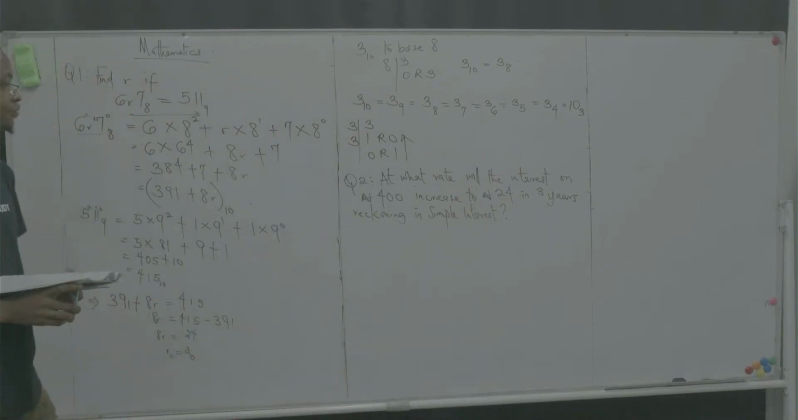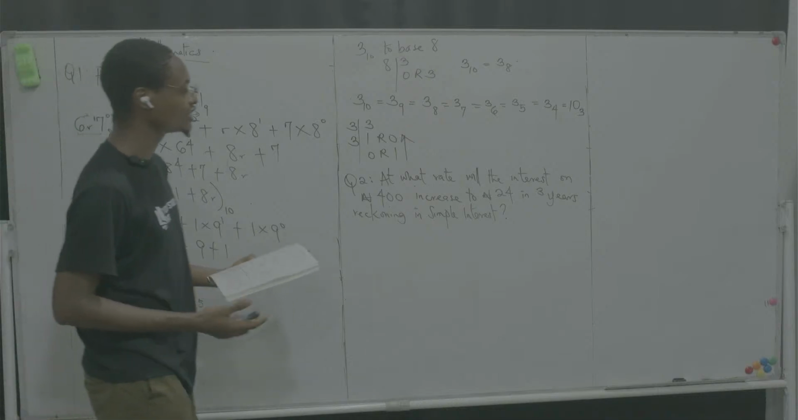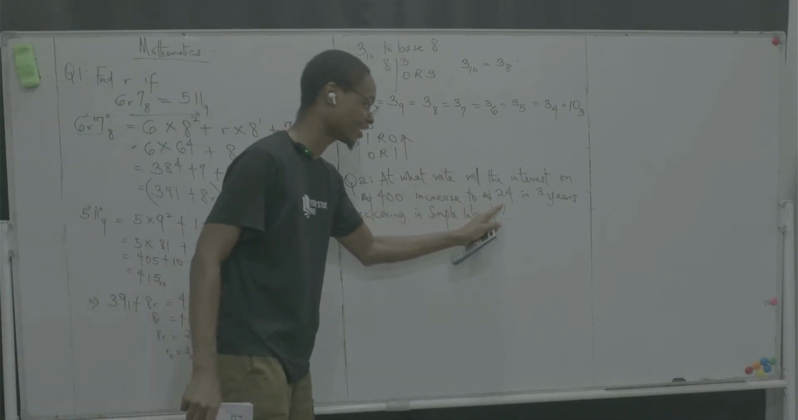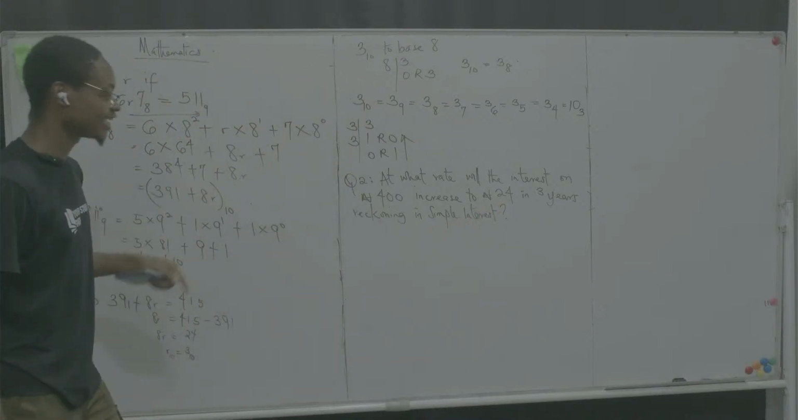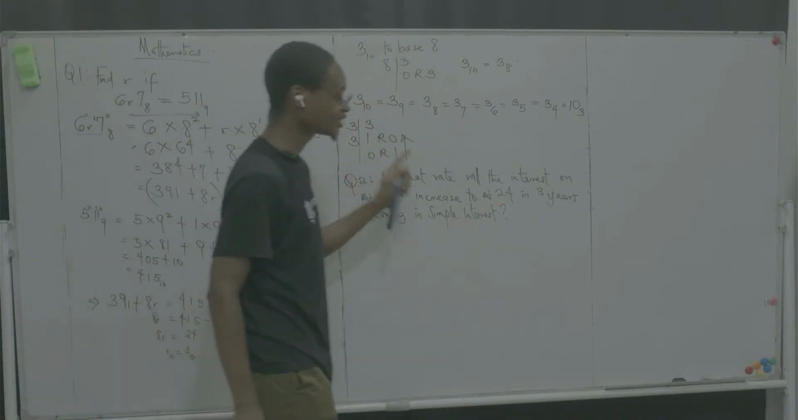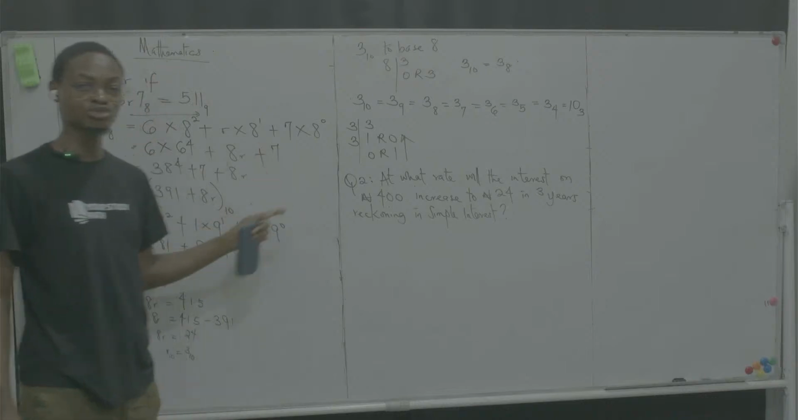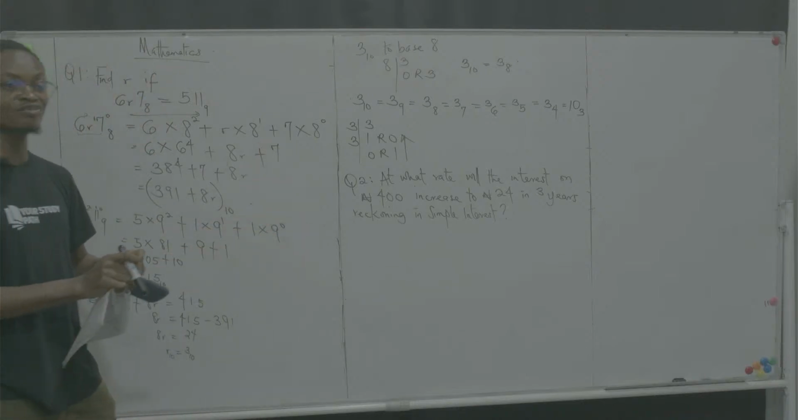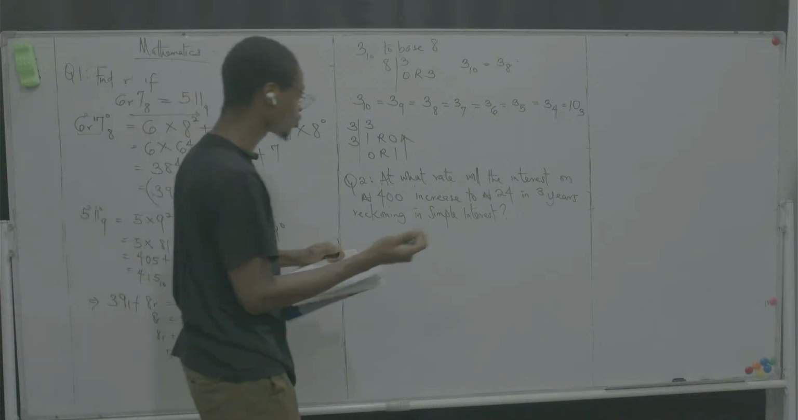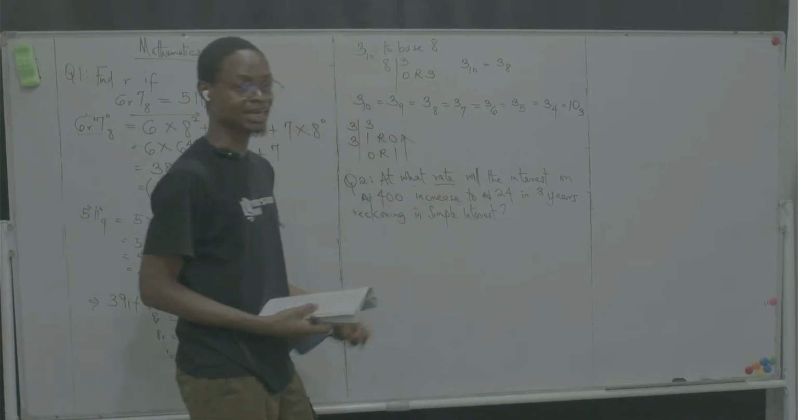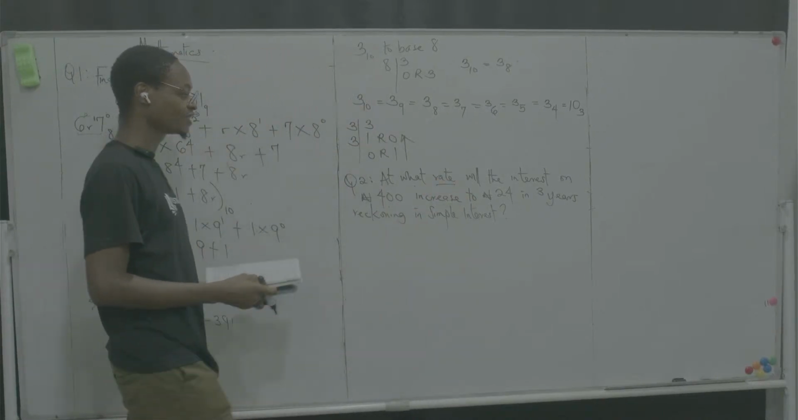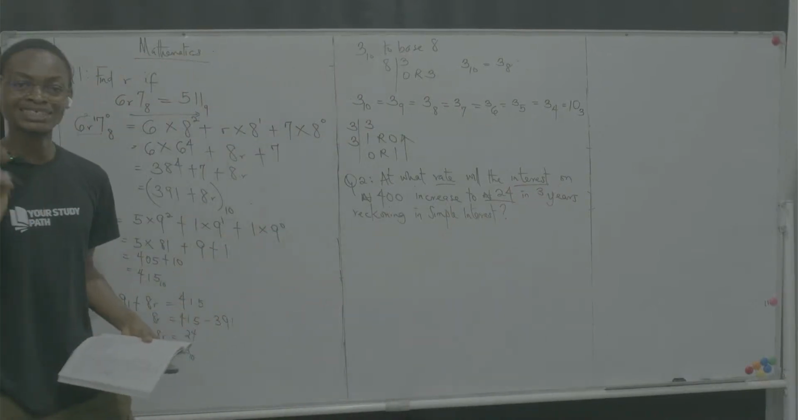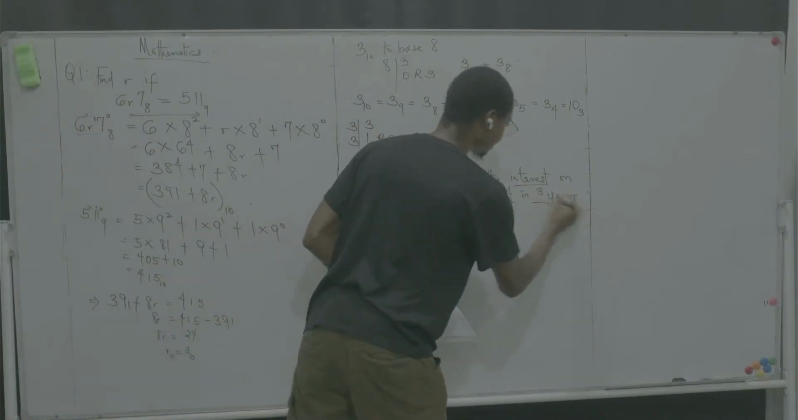So here we go. At what rate will the interest on 400 naira increase to 24 naira in 3 years, reckoning in simple interest? Right. So this is a simple interest question. Identify what you are looking for. At what rate? So you are looking for the rate of growth of the simple interest, right? Now, what is the interest itself? The interest itself is 24 naira, right? And the time of increase of that interest is 3 years.